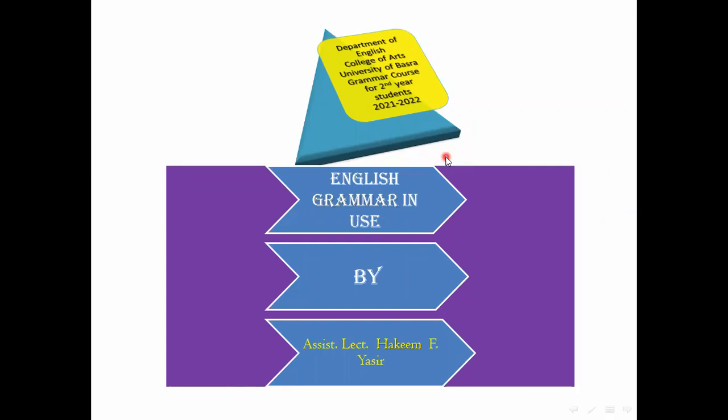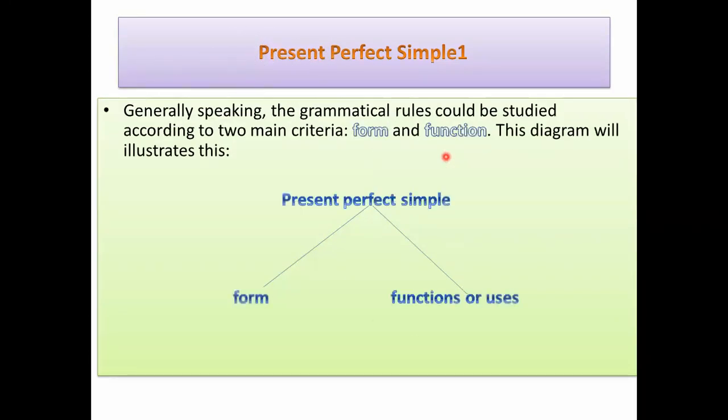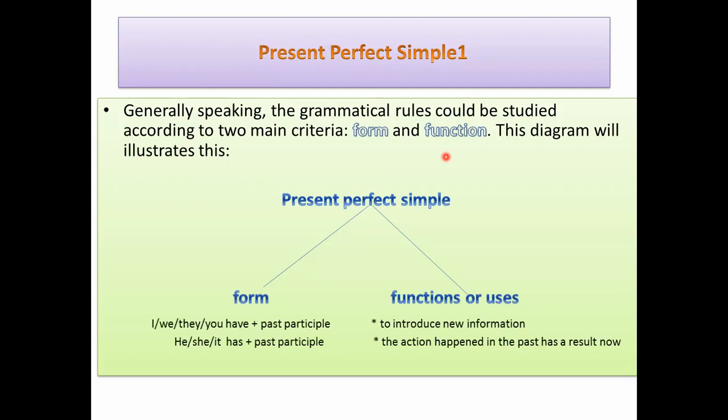In today's lecture, we are going to deal with the present perfect simple and the present perfect continuous. Studying tenses, we can focus on two main things. These are called form and function. Every tense has a form. Form means the structure of the tense, for example, subject, auxiliary verb, past participle. This is in case of the present perfect.